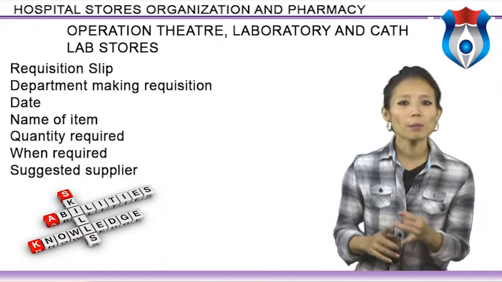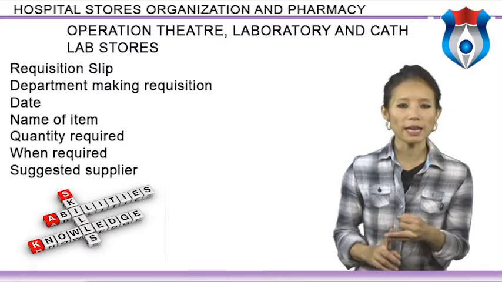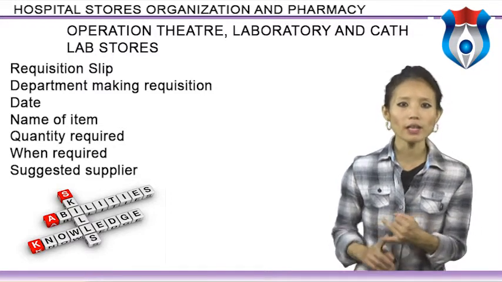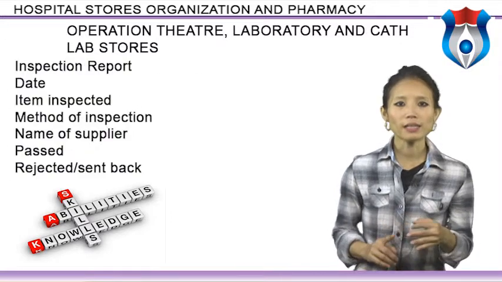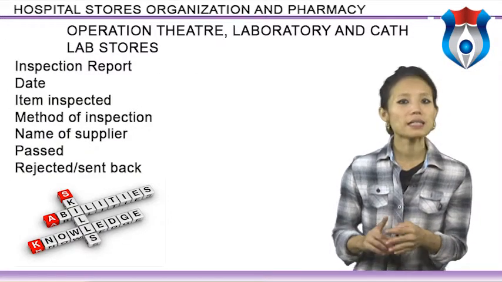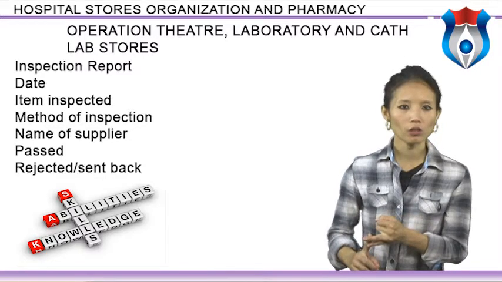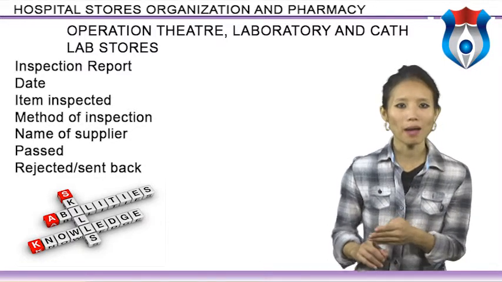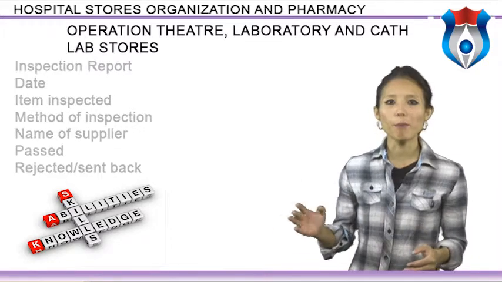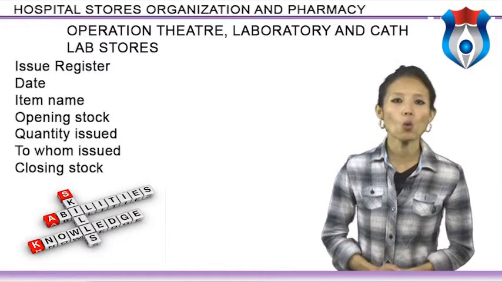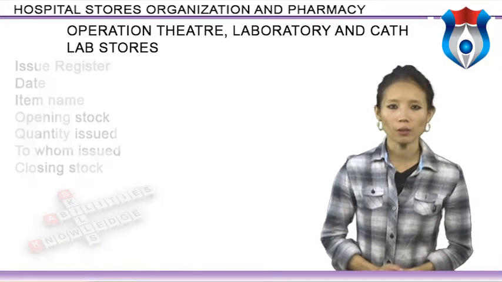Requisition slip: department making requisition, date, name of item, quantity required, when required, suggested supplier. Inspection report: date, item inspected, method of inspection, name of supplier, passed, rejected or sent back. Issue register: date, item name, opening stock, quantity issued, to whom issued, closing stock.